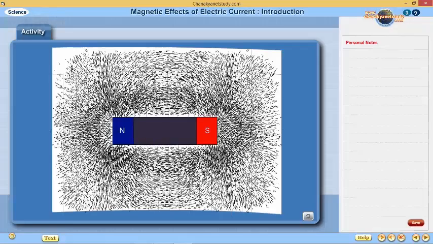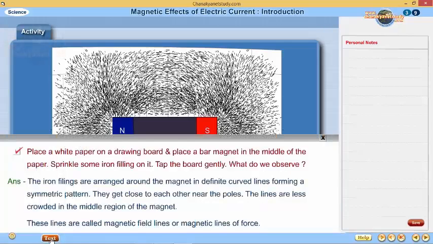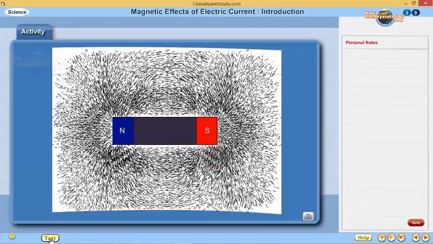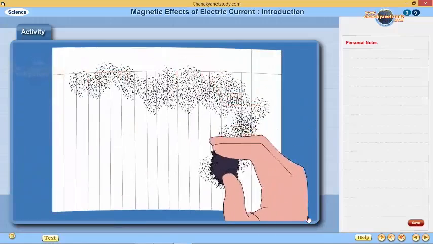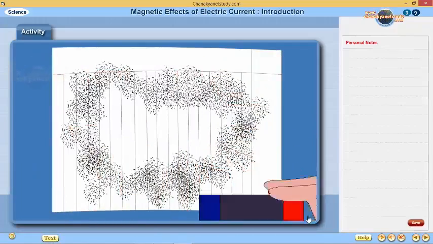The iron filings are arranged around the magnet in definite curved lines, forming a symmetric pattern. They get close to each other near the poles. The lines are less crowded in the middle region of the magnet. These lines are called magnetic field lines or magnetic lines of force.